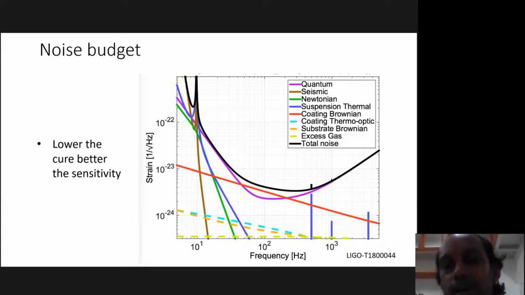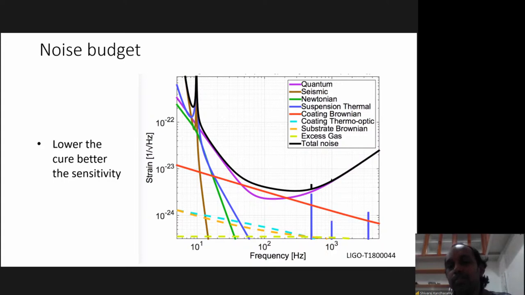You can easily overcome this by increasing the laser power. This comes from the grainy nature of light. If you have more light, the fluctuation that you would see will be reduced. The fluctuation in the number of photons is reduced if you use a large amount of power. That's one of the reasons we are planning to go with a high power laser, going from 70 watts to 200 watts. That will reduce the shot noise.